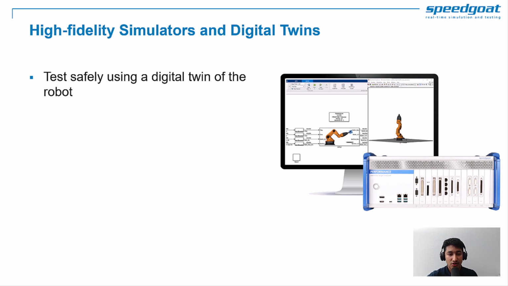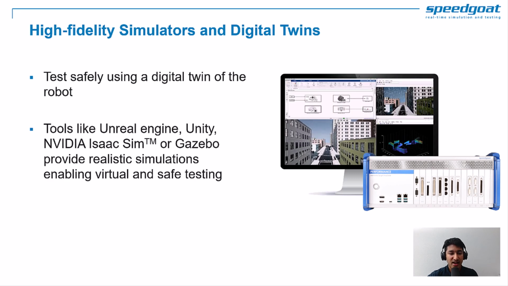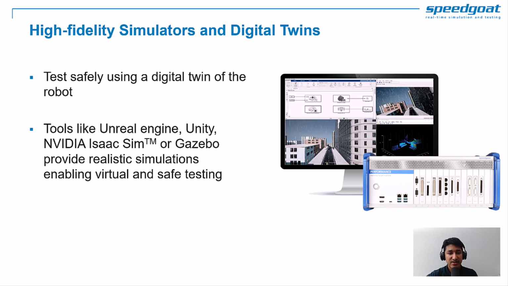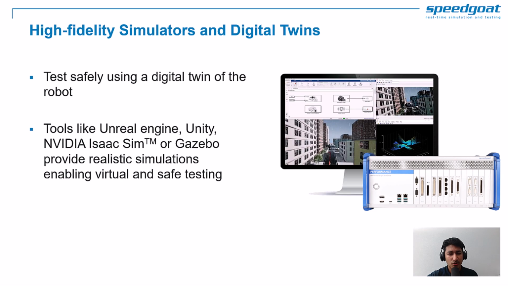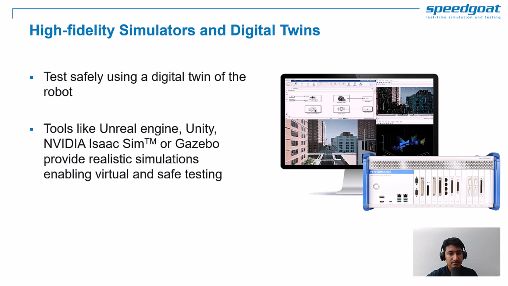Testing the controllers for real robots and autonomous systems can be cumbersome, and it is not possible to safely test all scenarios. Hence, creating a digital twin of the robot helps accurately test these controllers safely. Along with this, the Speedgoat MathWorks ecosystem allows you to seamlessly connect with simulation environments such as Unreal Engine, Unity, NVIDIA Isaac Sim, and Gazebo. The high-fidelity simulators allow engineers to model complex environments and robotic behaviors, optimizing design and functionality.